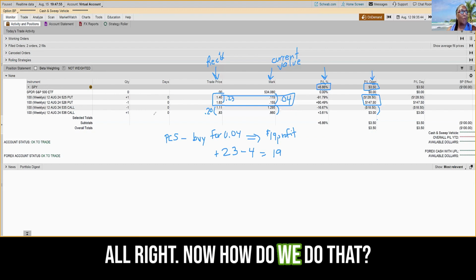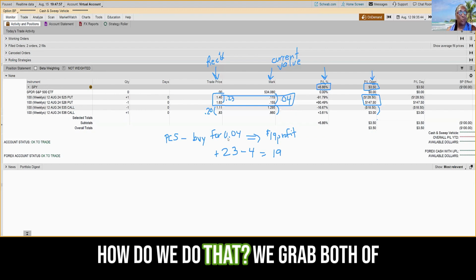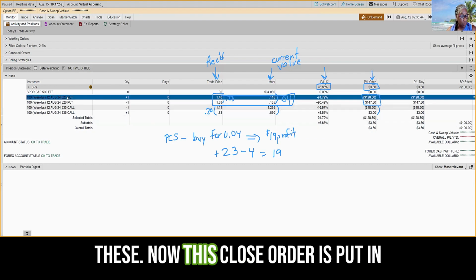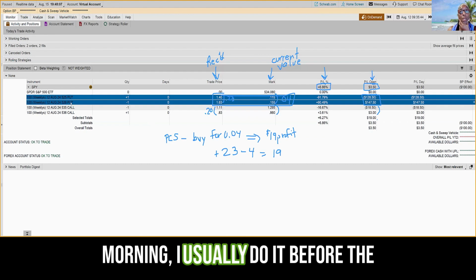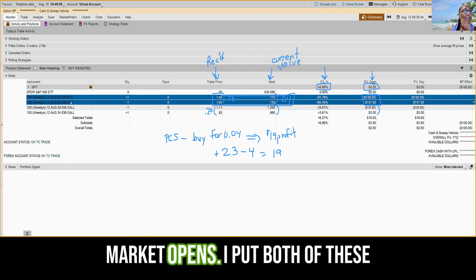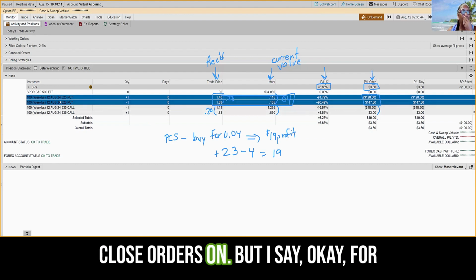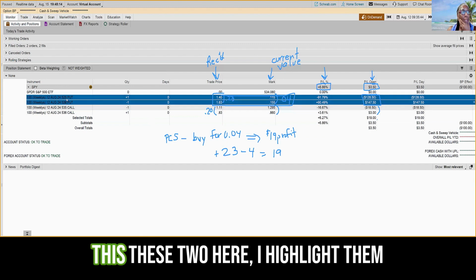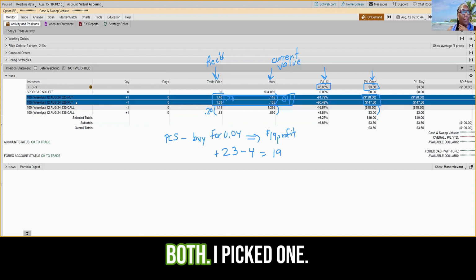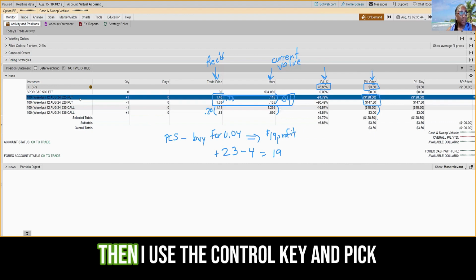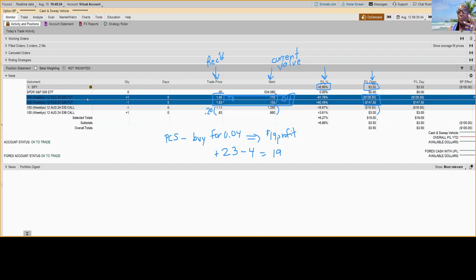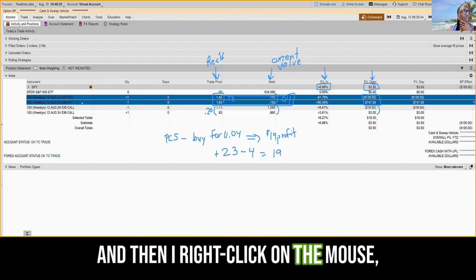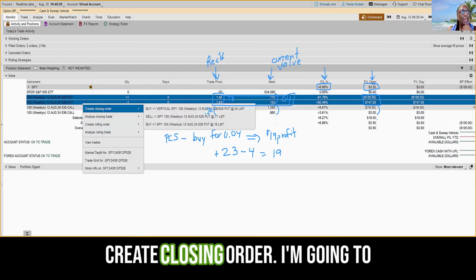All right. Now, how do we do that? We grab both of these. Now, this close order is put in place. If you're doing it yourself, you need to put it in place. In the morning, I usually do it before the market opens. I put both of these close orders on. For these two here, I highlight them both. I pick one, then I use the control key and pick the other. They both turn blue. And then I right click on the mouse, create closing order.